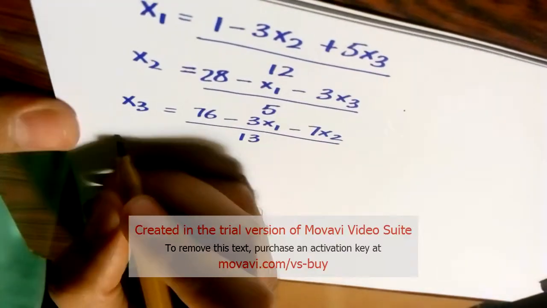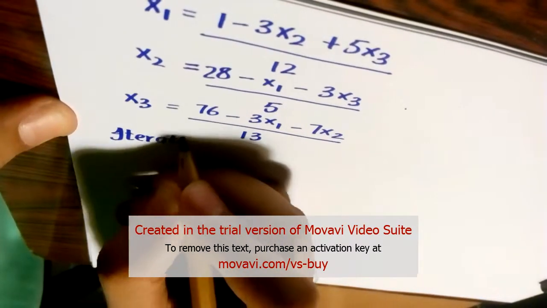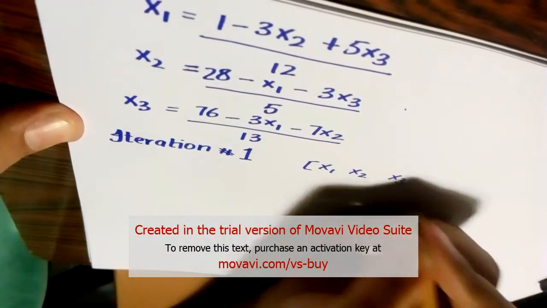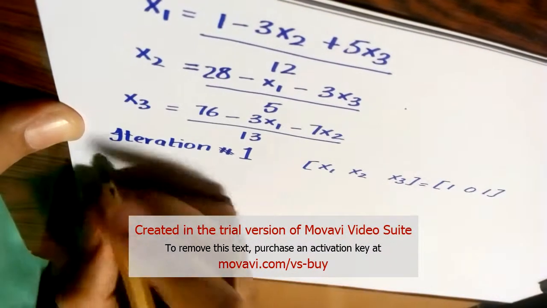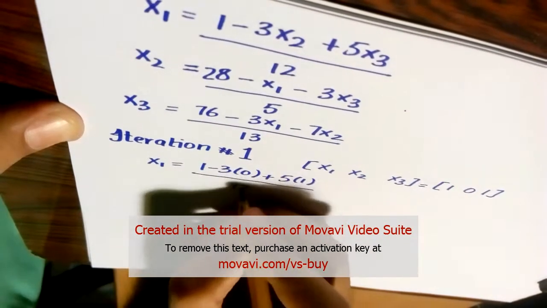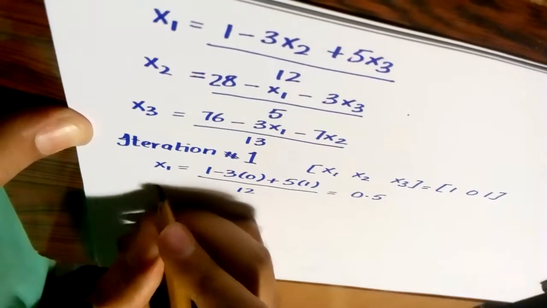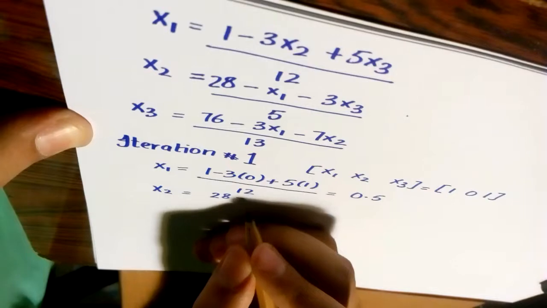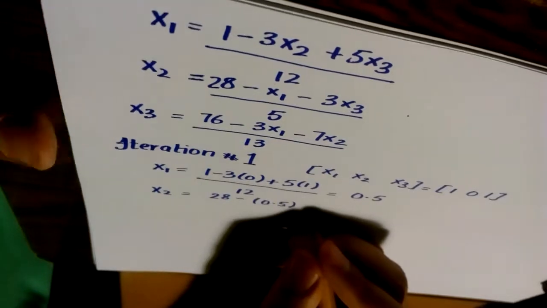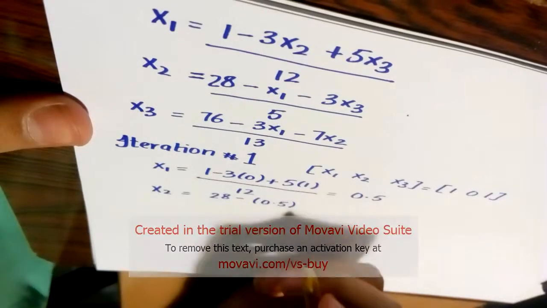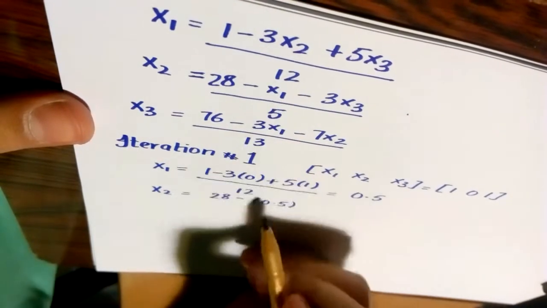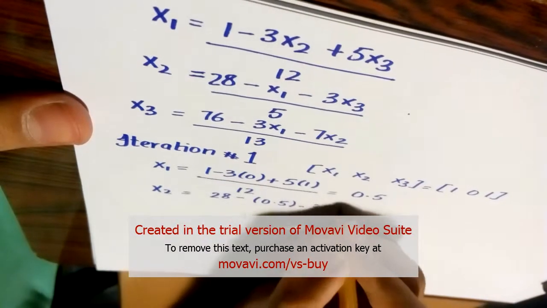Now, after making these three equations, we start our first iteration, number 1. First of all, we assume that the values of x1, x2 and x3 are 1, 0 and 1. By plugging in the values, we get the value of x1 as 0.5, and then by plugging in the value of x3 and x1 in equation number 2, we get 4.9.